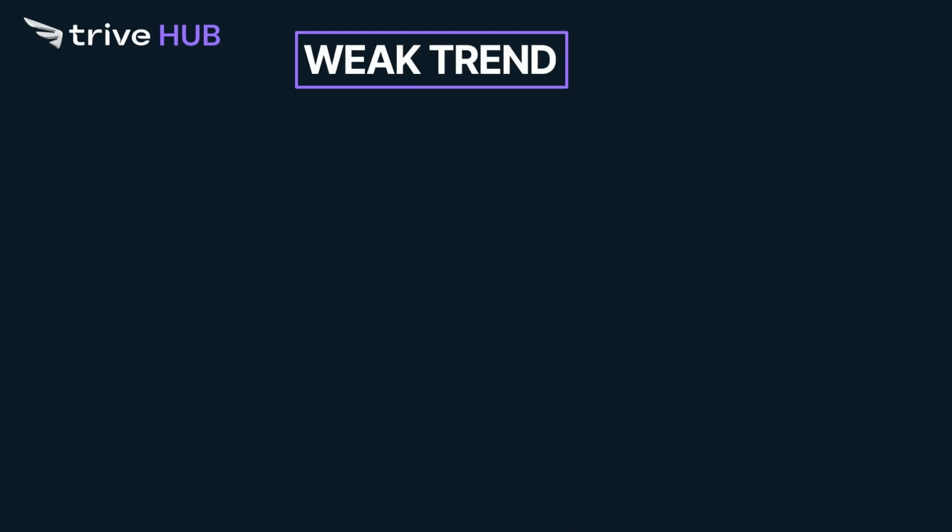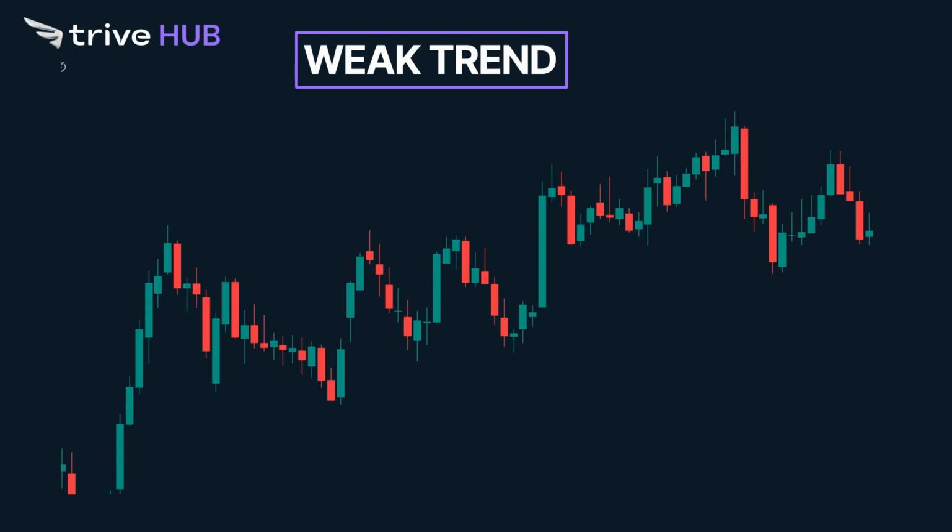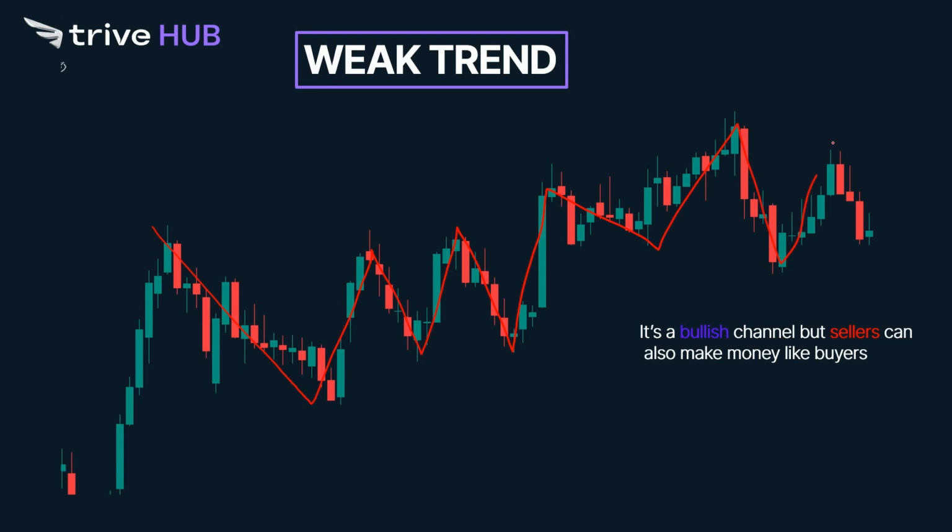Next is the weak trend. A weak trend has a reasonable opportunity for both players to make money. Here a bullish channel is going on, but it is a bit wider than the healthy trend. You have a reasonable up move, then at least a 75% retracement, then again a move up, then a good retracement, moved up, then again a 75% retracement. So both the buyers and sellers can make money in this channel.